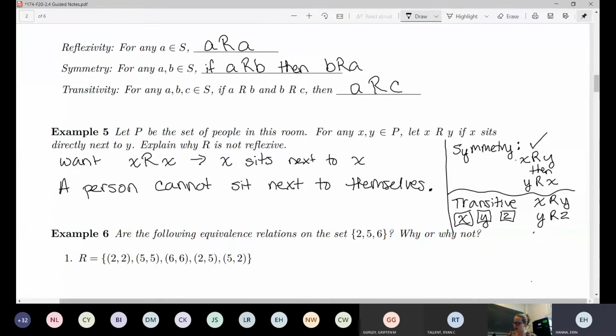We actually wouldn't have that X is related to Z, specifically because we were told that they sit directly next to them. So essentially, if you think about this transitive relationship, if X sits next to Y and Y sits next to Z, X does kind of sit in the same row, if you will, as Z, but they don't sit directly next to Z. So this also wouldn't be transitive.